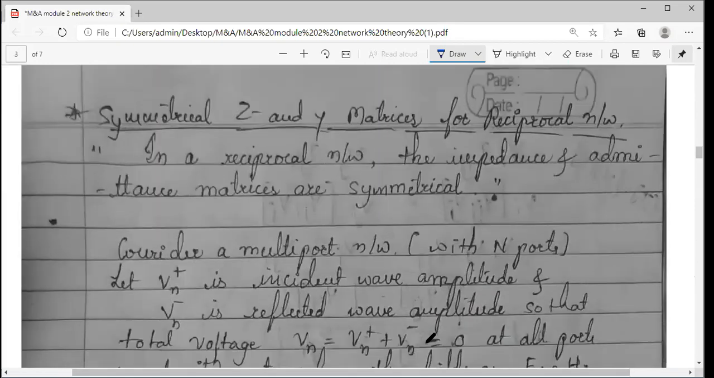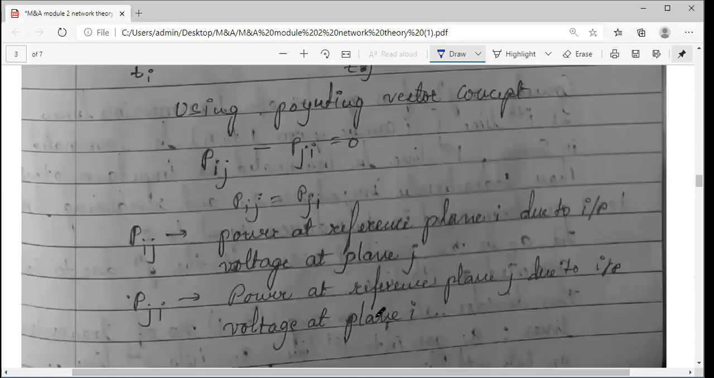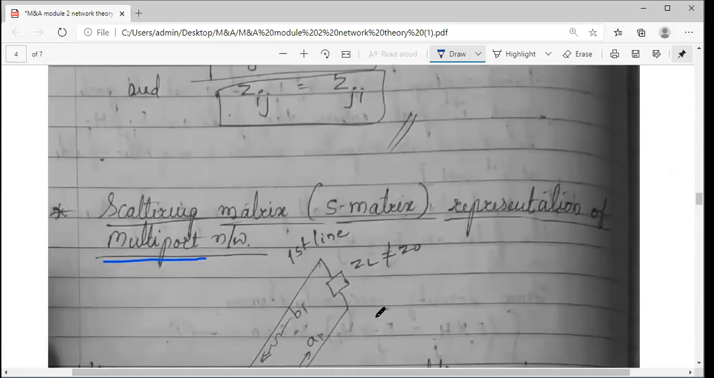Why should the structure be in this form only? In order to formulate this, in order to deduce this, we will go for this particular topic, scattering matrix or S matrix representation. Sorry, I said S indicates symmetrical. It is actually scattering. Sorry, scattering matrix. Okay, it is not symmetrical matrix. Scattering matrix.